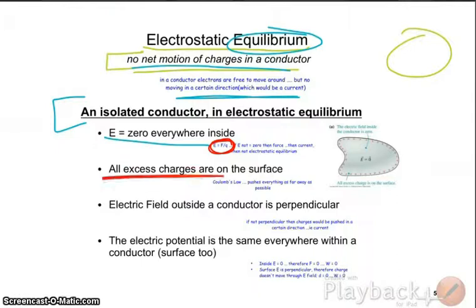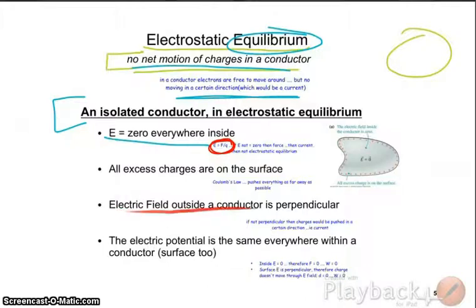All excess charges are on the surface. So if it's positively charged or negatively charged, the excess charges, the extra charges, will all be located on the surface of an object, which makes perfect sense. Coulomb's law. You know, like charges repel. They're going to repel to be as far away from each other as possible, which is the surface.